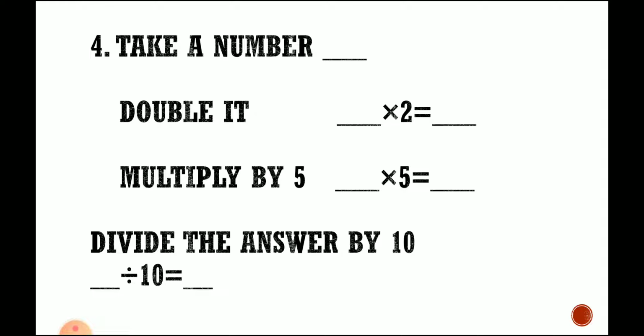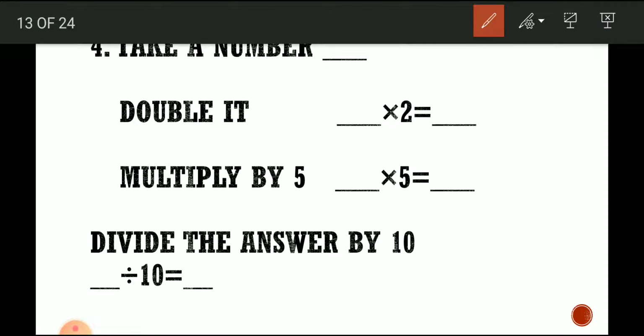Okay, here I just take one number, that is 3. So now double it. What does double it mean? We should multiply by 2, right? So 3 twos are 6. Okay, so again multiply by 5. So 6 fives are 30.